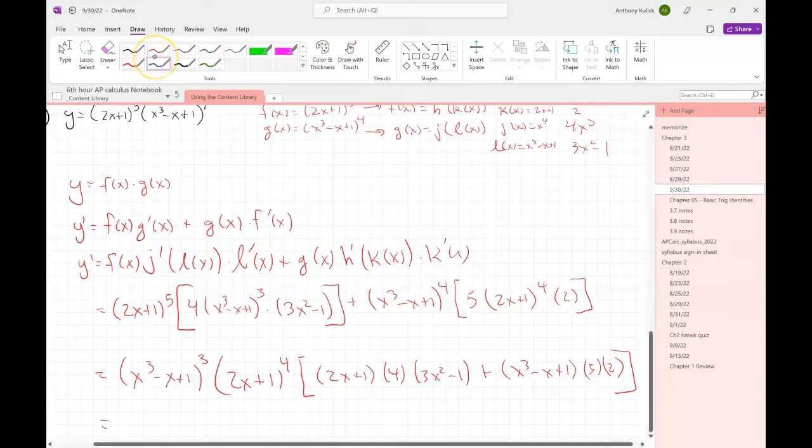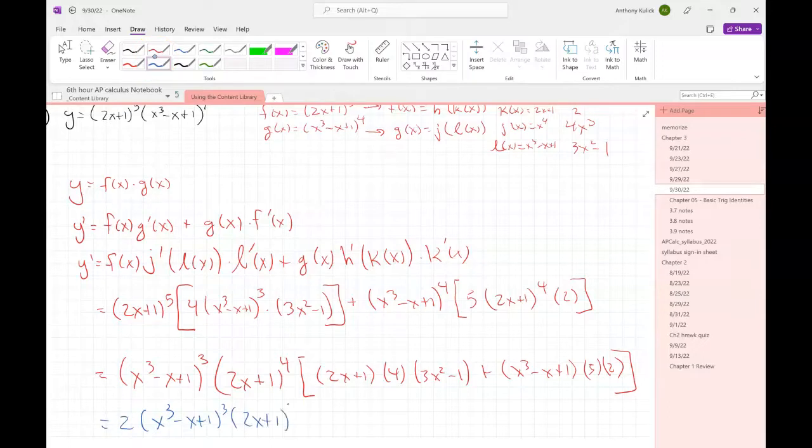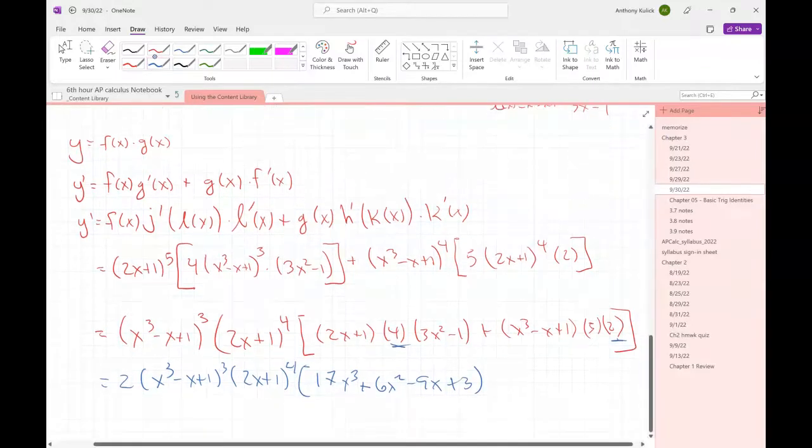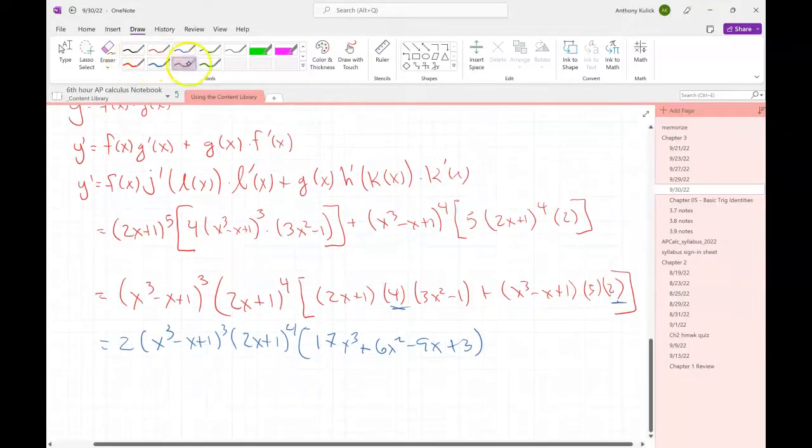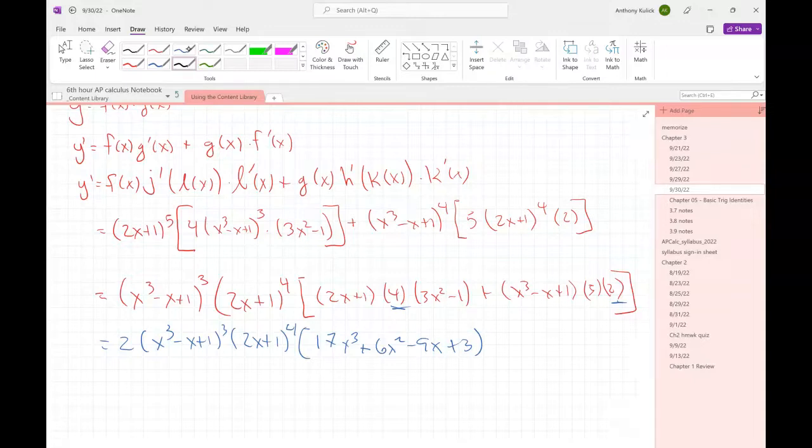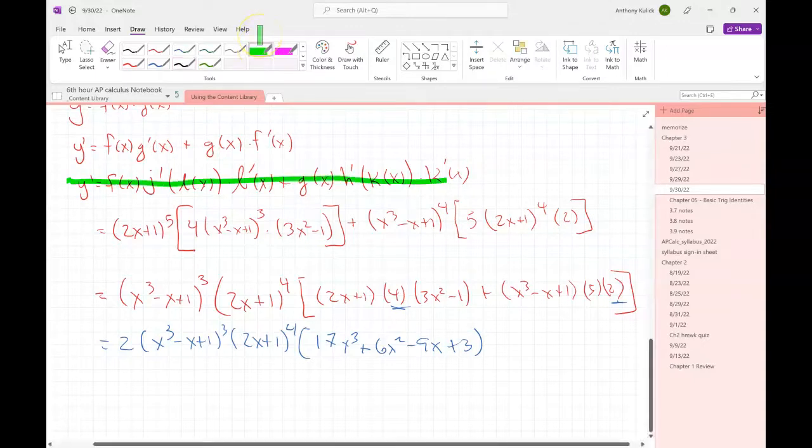So eventually you could get down to, I guess the 2 would have been easy to see that you could have taken out, right? And then this stuff turns into 17x cubed plus 6x squared minus 9x plus 3. Well, whatever, right? So easy to get lost in the sauce. But doing this, I think, makes life enormously easier.